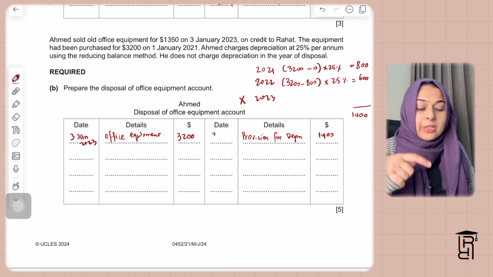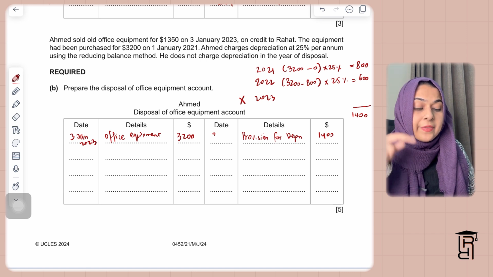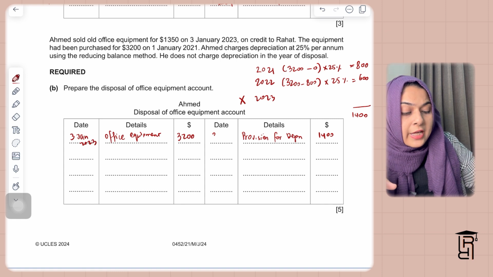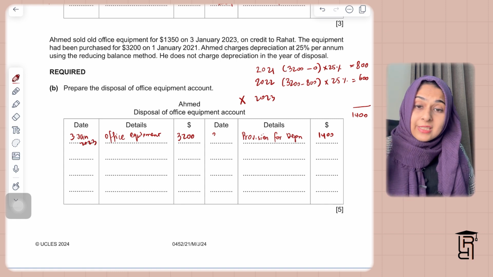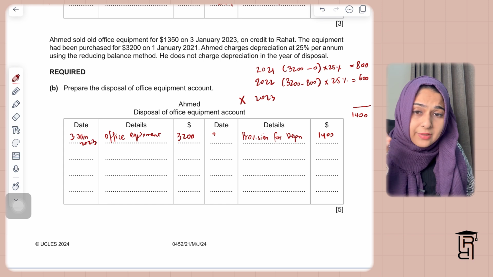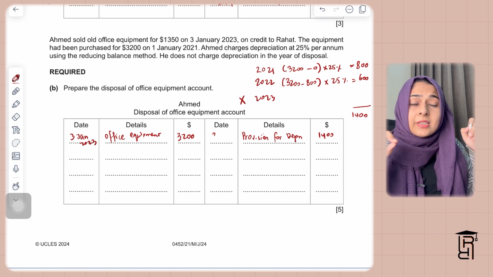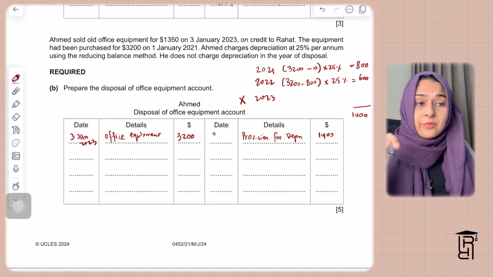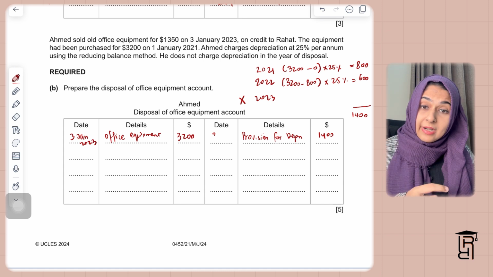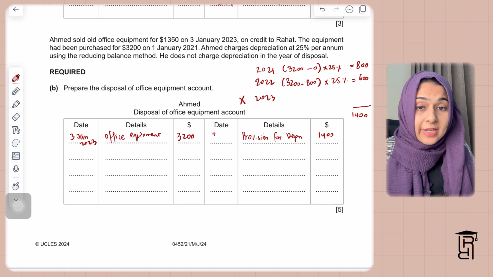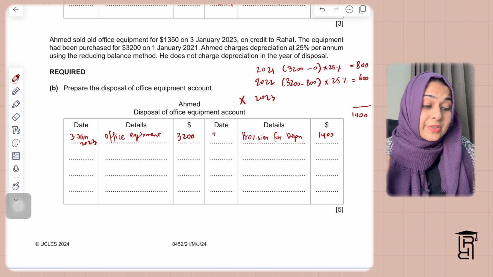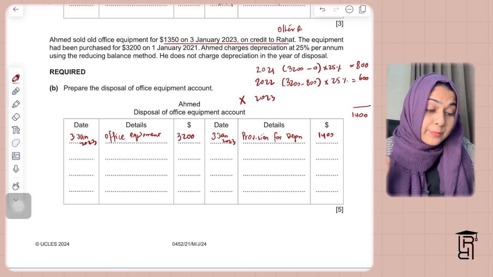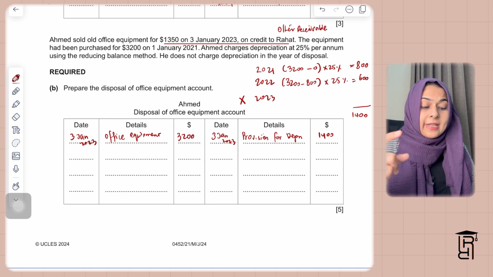Then on 3rd January 2023, we basically sold it for 1350 on credit to Rahat. So the third double entry will basically be Rahat debit, because Rahat becomes our receivable now. Rahat is our other receivable, because we are selling Rahat a non-current asset on credit. This person is not your trade receivable. Please note this, that Rahat is not a trade receivable. This guy is an other receivable, because we are selling him a non-current asset on credit.